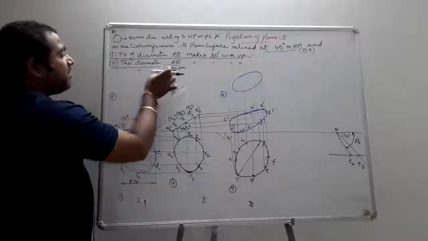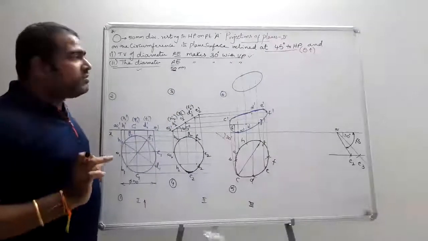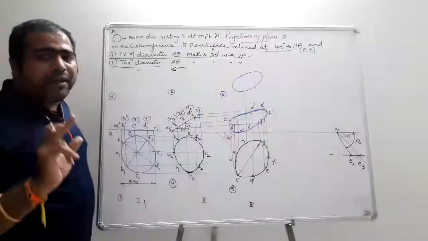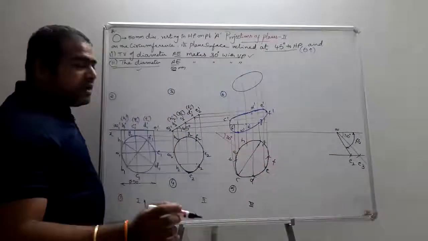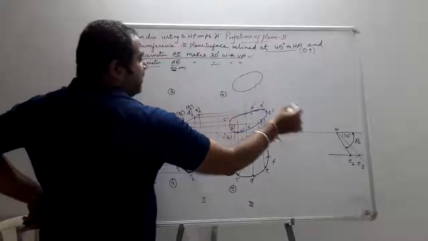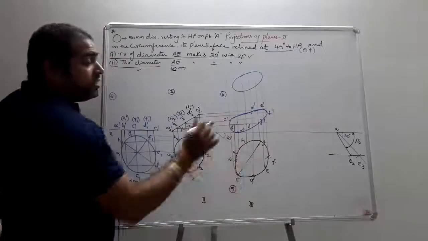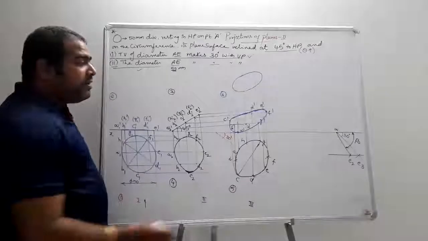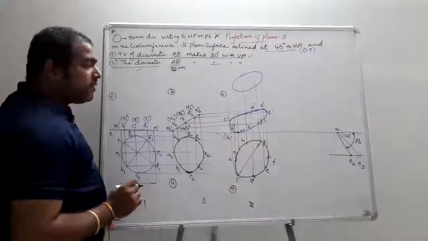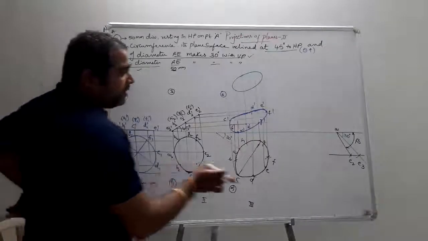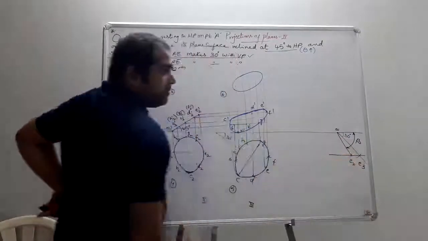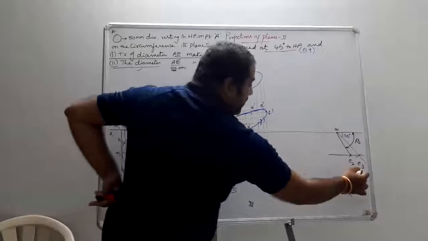Whenever the diameter AE makes an angle of 30 degrees with VP, we have to find the apparent angle. How can we find the apparent angle? Let us take a line and draw the given inclination. We are not supposed to put on 30 degrees. We have to find the apparent angle. Draw a line of 30 degrees, and take original diameter AE as radius, that is 50, A as center, draw an arc. You will obtain E3.